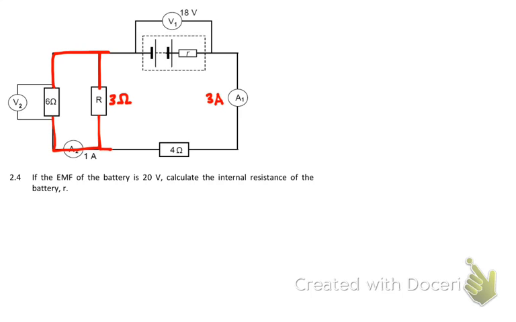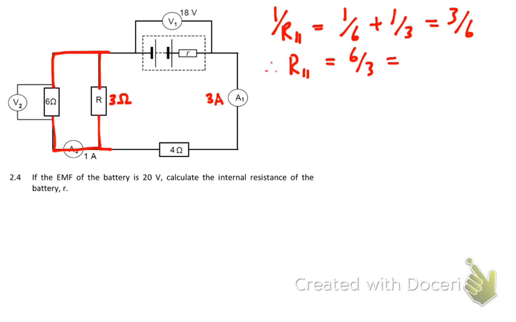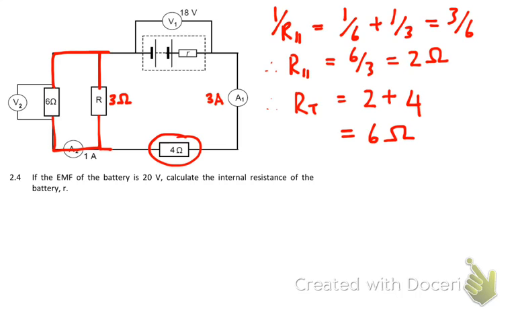So we can start by considering the combined resistance of that part of the circuit, which is the parallel part. So 1 over R parallel is 1 over 6, that's the 6 ohm resistor, plus 1 over 3, that's the 3 ohm resistor. And that gives us 3 over 6, and so R parallel is 6 over 3, or 2 ohms. The total resistance then is the 2 ohms from the parallel branch, plus the 4 ohm resistor, which is in series, which gives us a total of 6 ohms. So total resistance of the external circuit is 6 ohms.